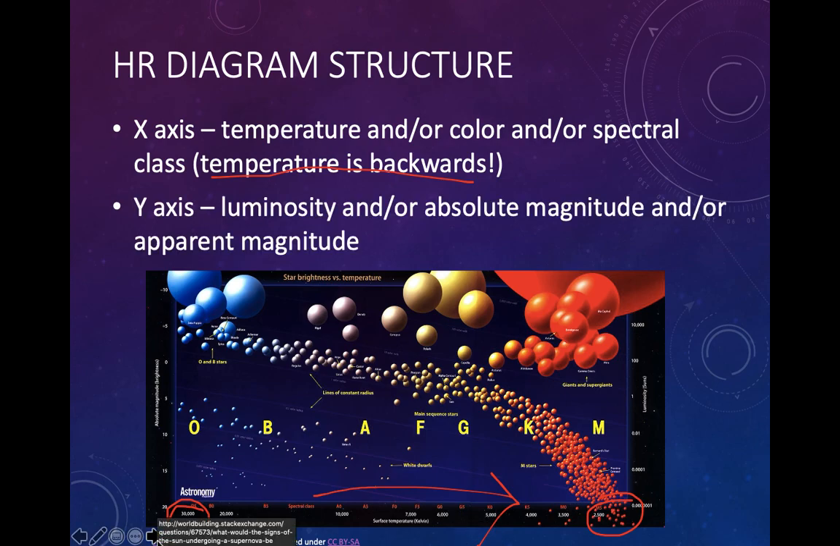The y-axis is luminosity and/or absolute magnitude and/or apparent magnitude. So luminosity is on the right side. Luminosity is just describing the brightness. Same with absolute and apparent magnitude. They all three describe brightness, but they're measured in different ways.